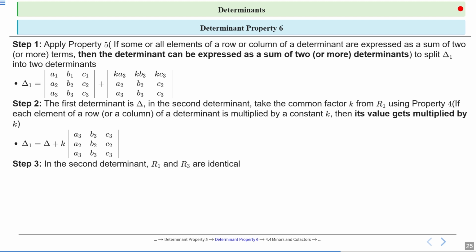Just carefully observe the second determinant: k into the matrix a3 b3 c3, a2 b2 c2, a3 b3 c3. In the second determinant R1 and R3 are identical. So we also have property 3, that if two rows are identical, then the determinant is 0. So delta 1 is equal to lambda plus k into 0. So delta 1 is equal to lambda. That is the same as the original determinant. Okay.